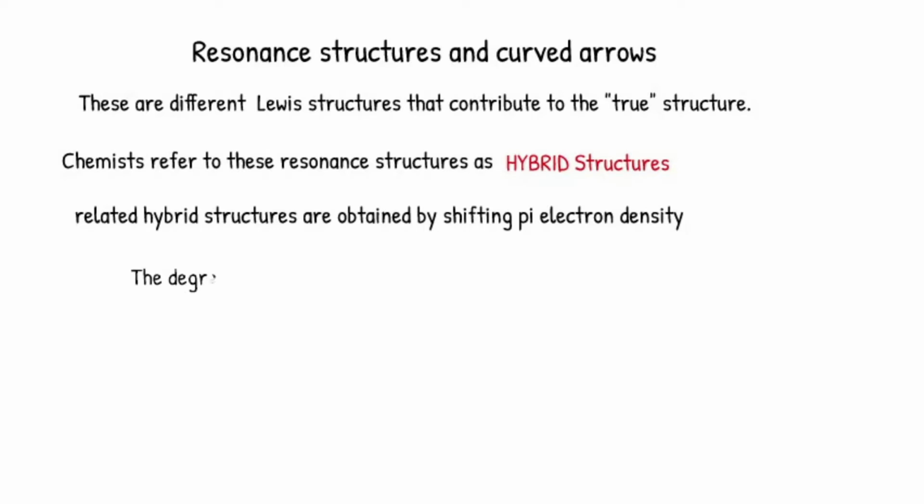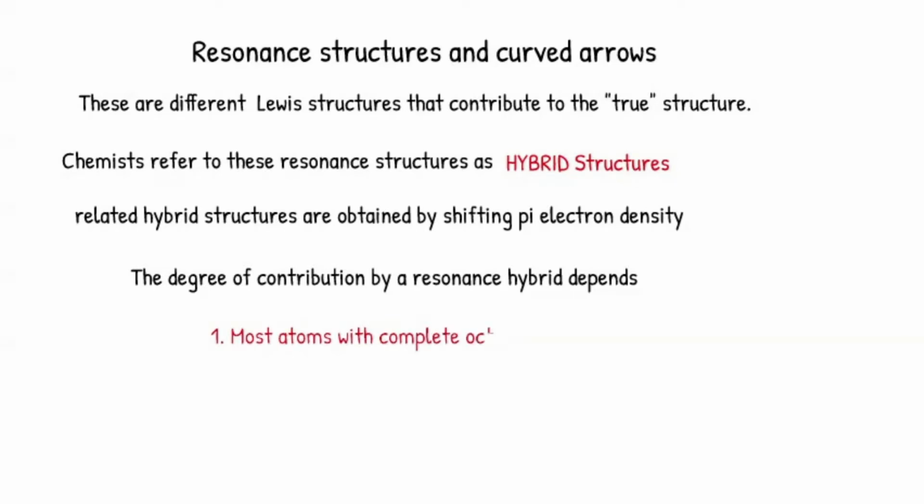The degree of contribution of a resonance hybrid to the overall true structure depends on, in order of significance, number 1, most atoms with a complete octet. Number 2, the fewest formal charges and the lowest charge possible.